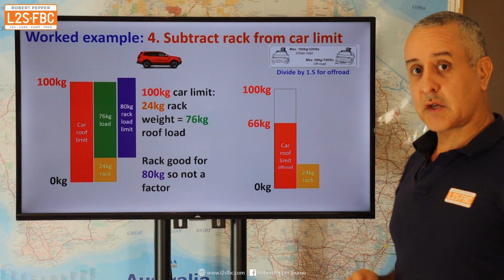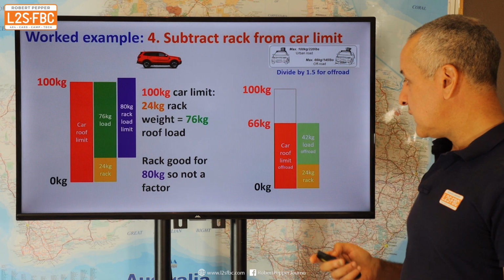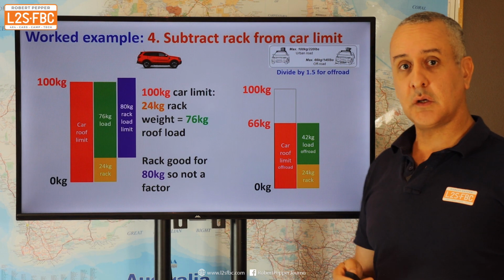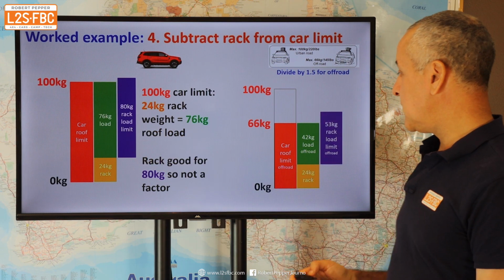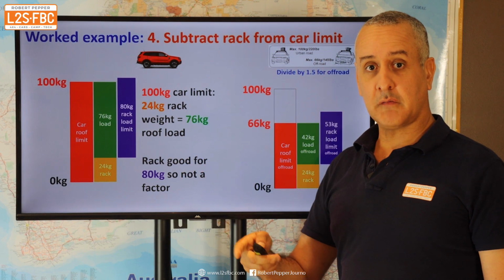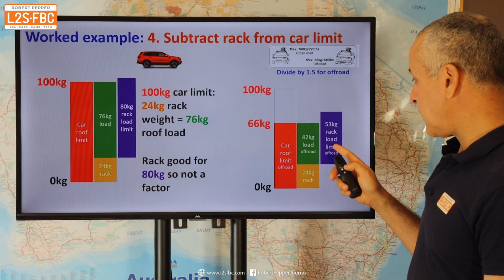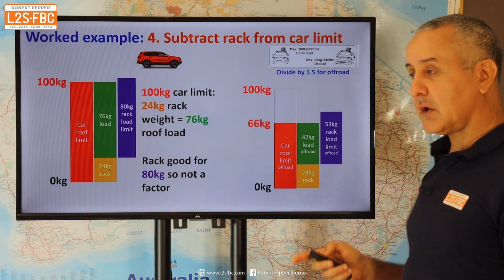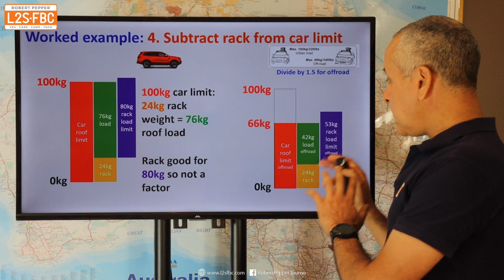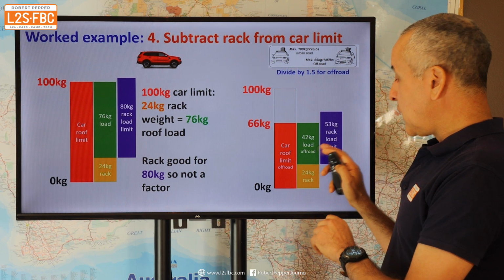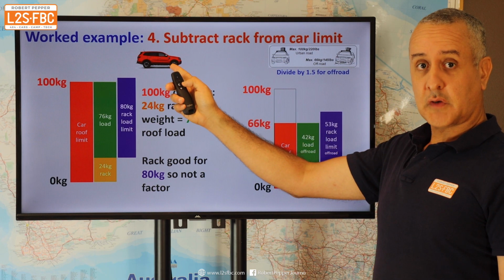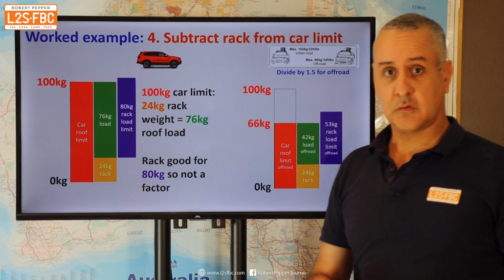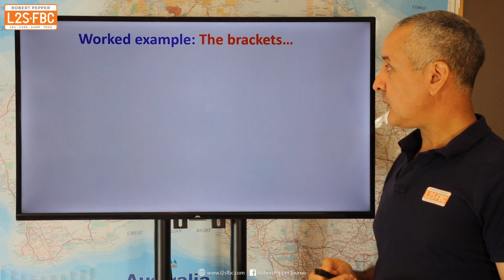Now the weight of the rack remains at 24 kilograms, so that means that we've got 42 kilograms we can go for off-road. Now if we take their 80 kilogram limit here, we divide that by 1.5, the same ratio, we can put up to 53. So again, good design there. The roof load is actually limited by the Everest's roof load limit as opposed to the rack limit, and that's the way that it should be.